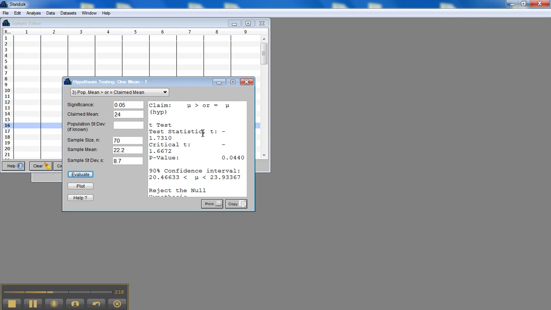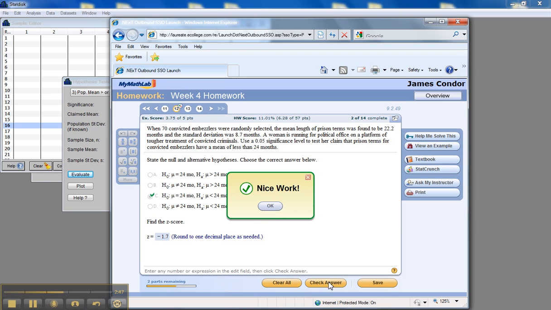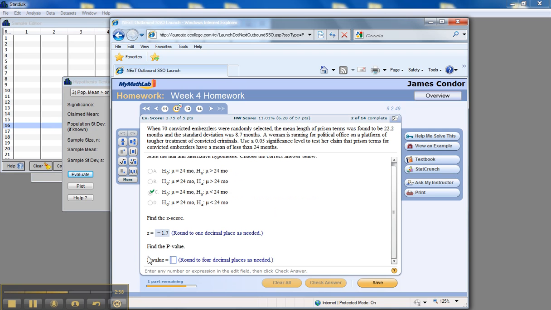We see our test statistic here shows a t. It might be slightly different, but it's probably not going to be. The t equals negative 1.73. So in the problem, negative 1 point, and I think they rounded to 1 decimal place. So we got that. And then we could have looked on the z table also, but let's get the p-value.